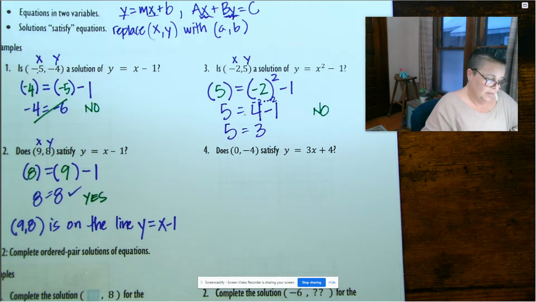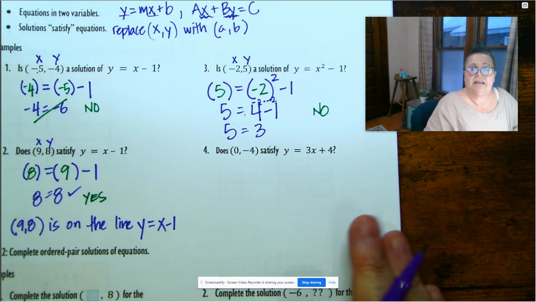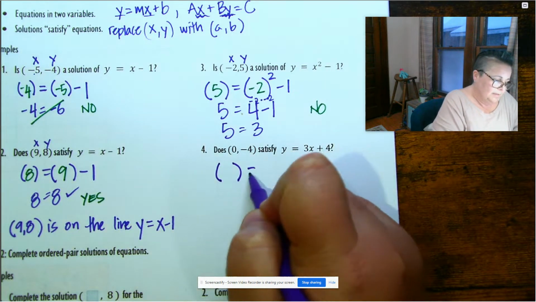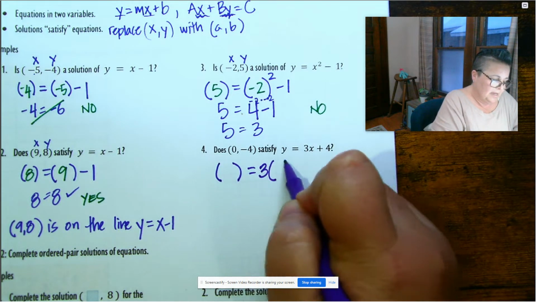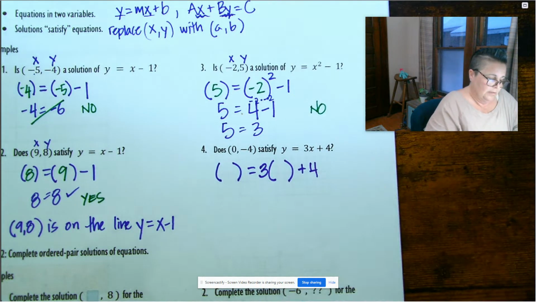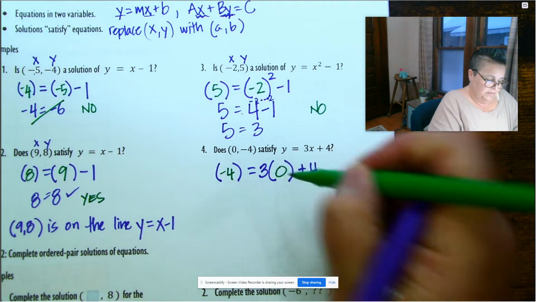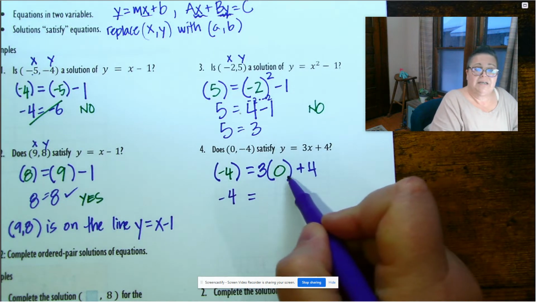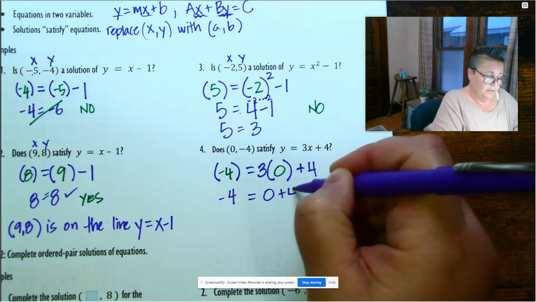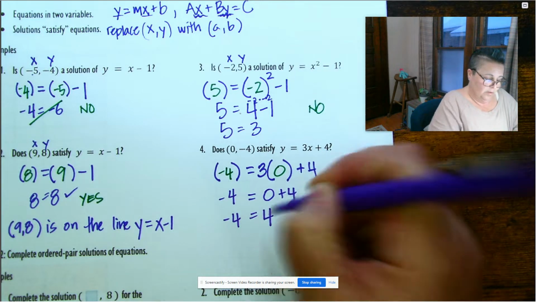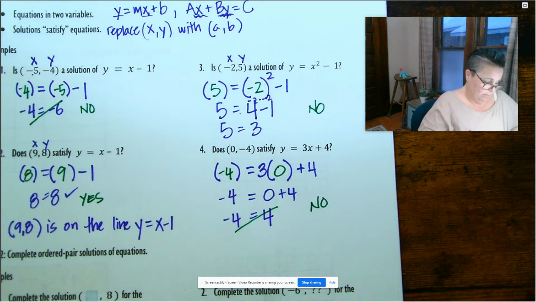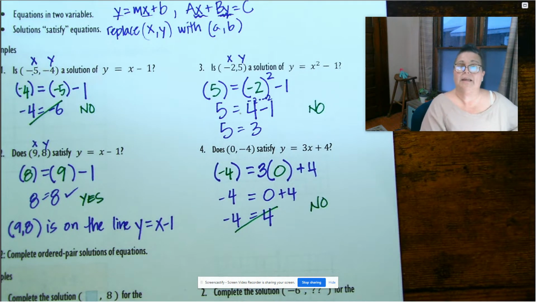Does 0, negative 4 satisfy the equation y is equal to 3x plus 4? Y is equal to 3 times the x value plus the 4. In this case, our y value is negative 4. Our x value is 0. This would stay a negative 4. 3 times 0 is 0 plus 4. Is negative 4 equal to 4? This is not true. So this is also a no. That point is not on the line.